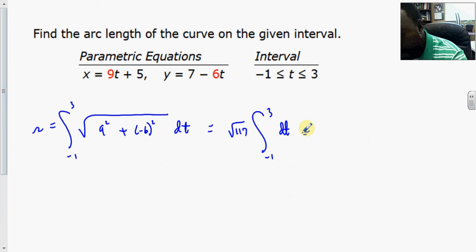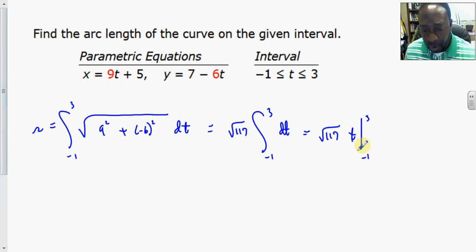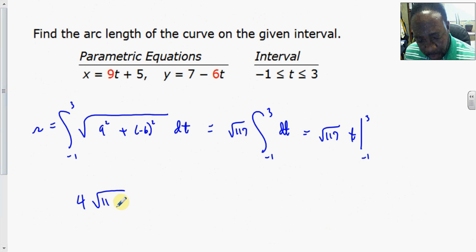Well, that just gives us the square root of 117 times t, where t is evaluated from negative 1 to 3. Well, we just get 4 times the square root of 117.